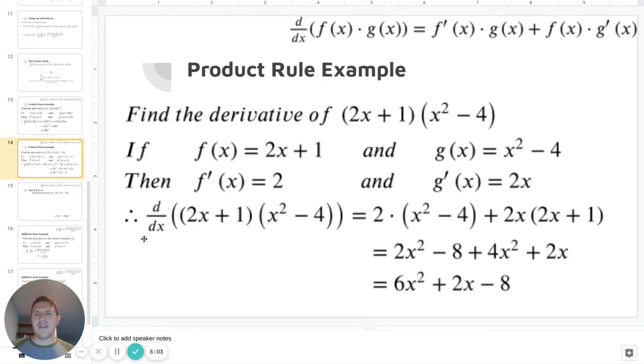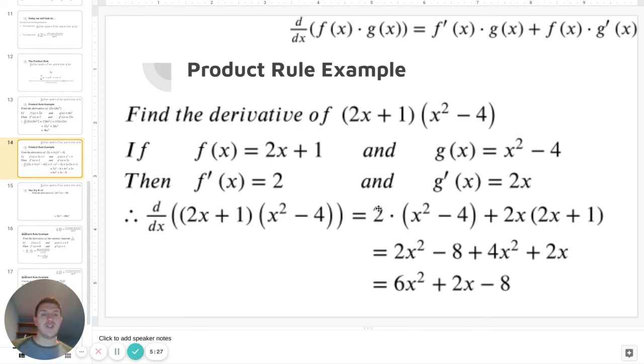So if I want to find the derivative of this composite function here, I would do the derivative of f of x, so 2, times g of x, so 2 times x squared minus 4, plus 2x, which is the derivative of g of x, times the original f of x function, 2x plus 1.